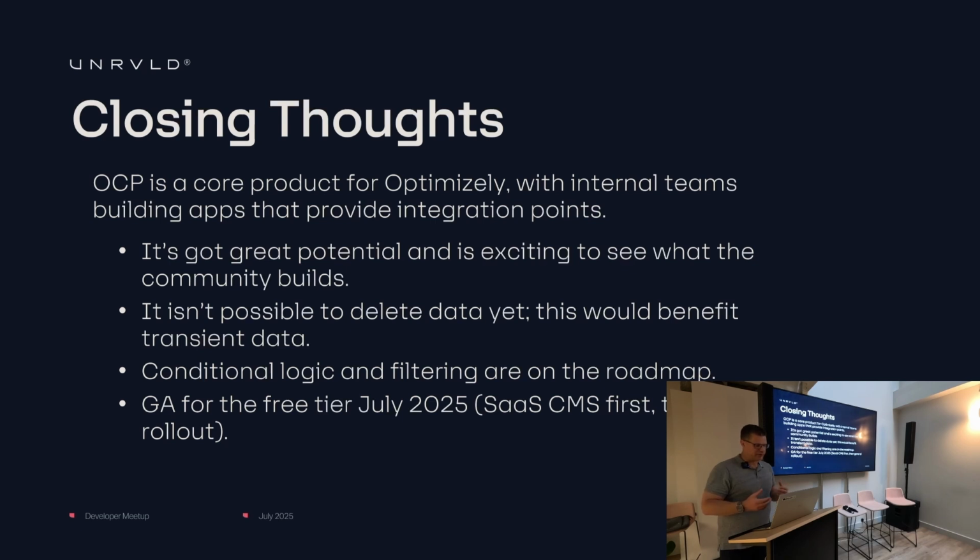When's it available? GA for the free tier is July 2025. It's a bit of a moving target, but I think that's when Optimizely are looking to release this. They're aiming to roll it out for SaaS CMS first, and then there's going to be more of a general rollout after that. But the paid tier is available now if you contact Optimizely.